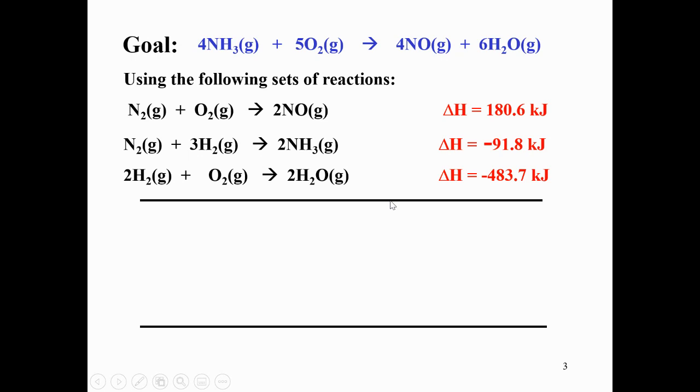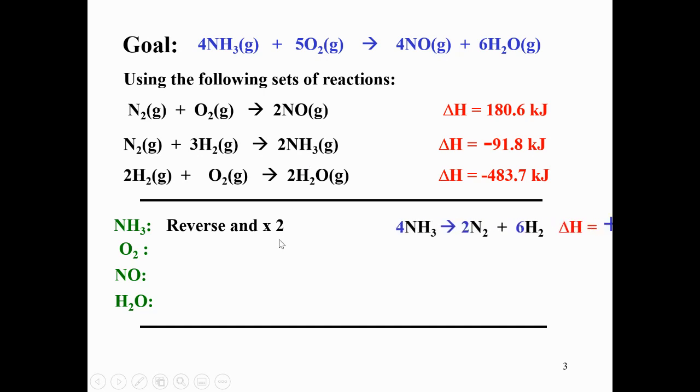So let's look at this equation. We're going to reverse the second one and multiply it by 2. Everybody okay with that? So now I have 4NH3 forming 2N2 plus 6H2. So now I'm still not there. I have this, but I don't have these yet.